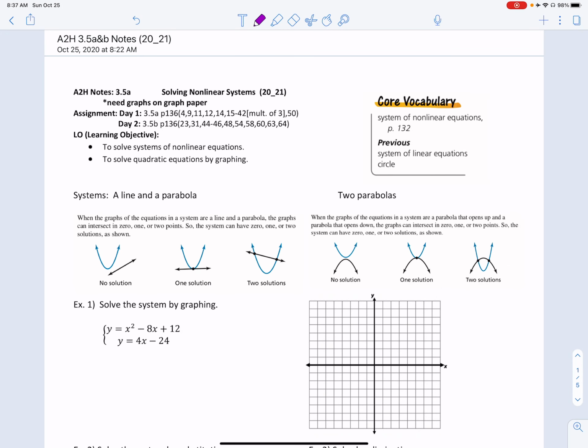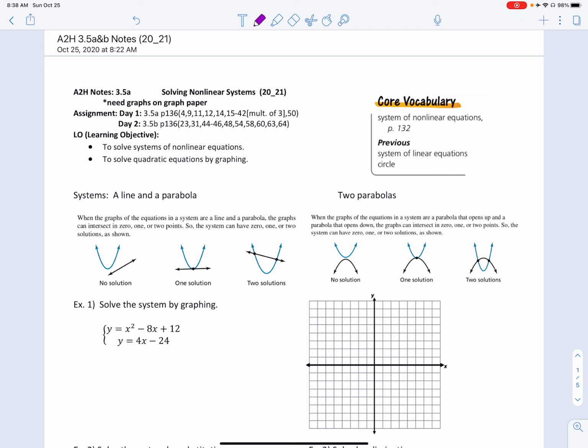Algebra 2 Honors 3.5, and these are the notes for both day 1 and 2. And so here we go. We are going to be solving nonlinear systems, meaning systems of equations that have something other than just lines.